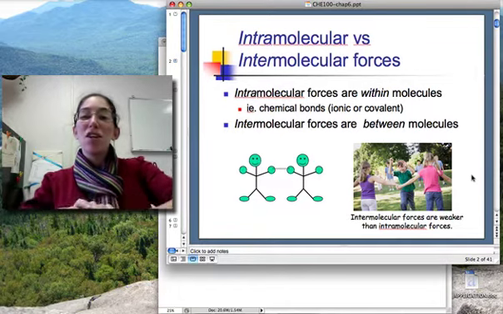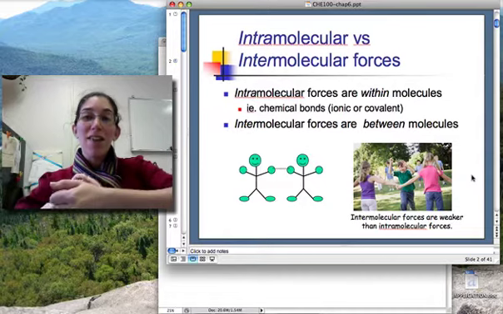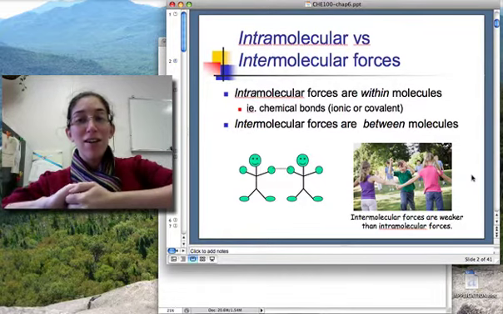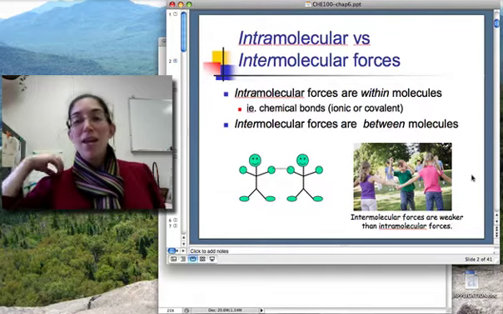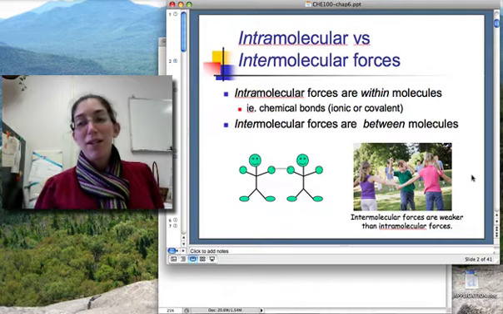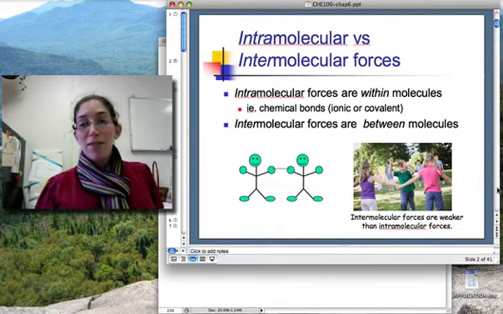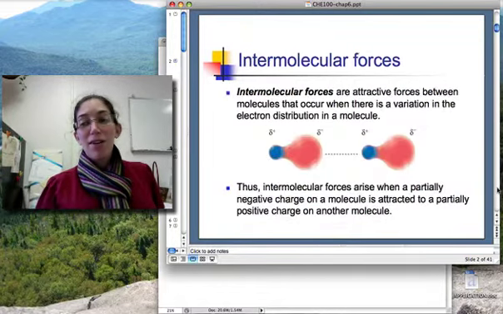So the intramolecular forces that hold a molecule together are very, very strong. It's the intermolecular forces that are weaker and can be broken more easily, okay? But still, intermolecular forces are significant. They do hold molecules together.